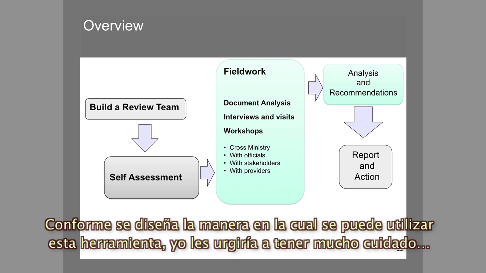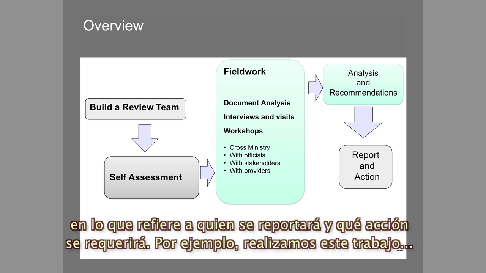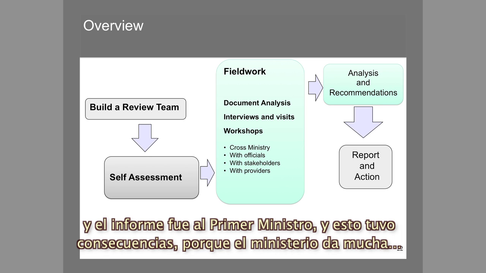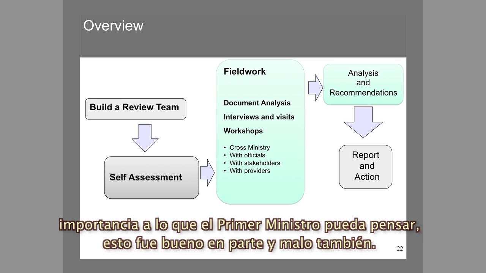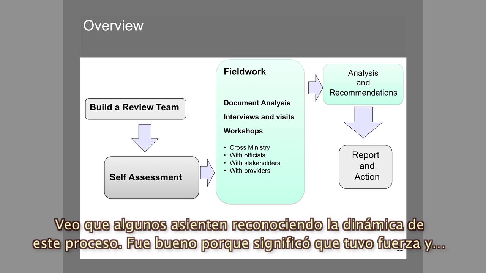But as you're designing the way in which you might use this tool, I'd urge you to be very careful in terms of who it is you're going to report to, and what action would be required. So, for example, we did this work, and on each of the ones we did, a report went to the Prime Minister. Now, that had consequences, because the department would be very concerned about what the Prime Minister might think of their department. That was partly good news and partly bad news. All right? People are nodding, so they completely recognize what the dynamic of that is. It was good news because it meant it had traction.